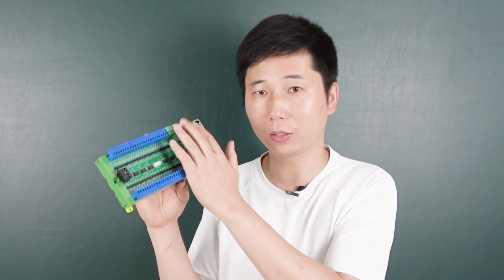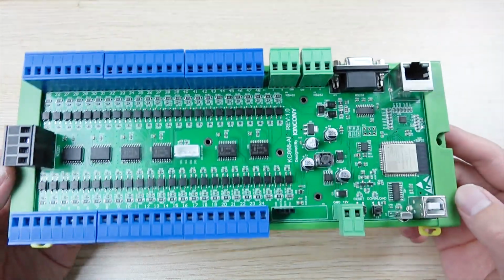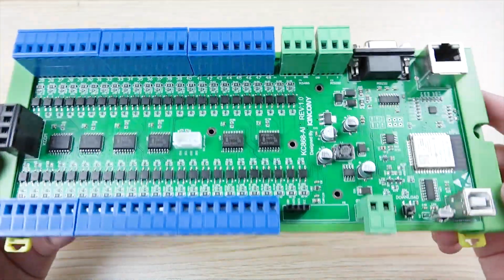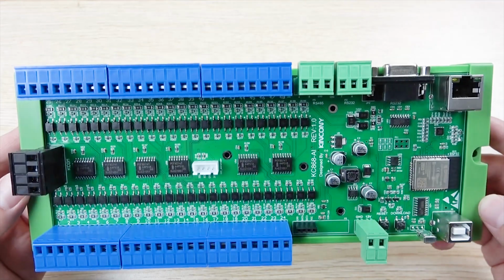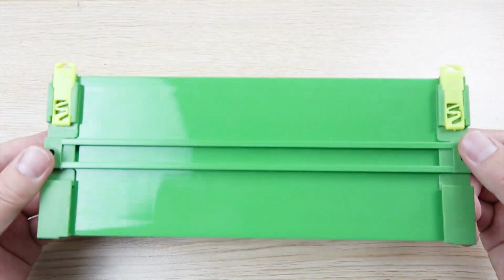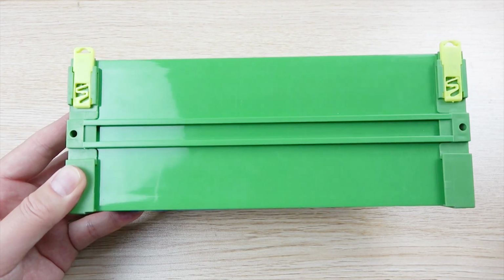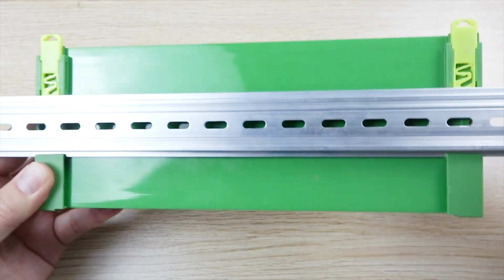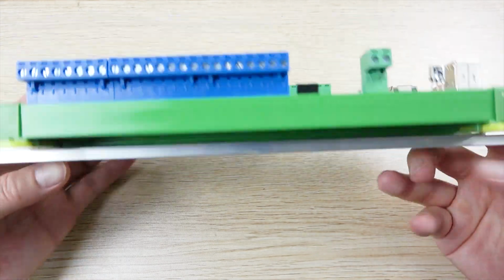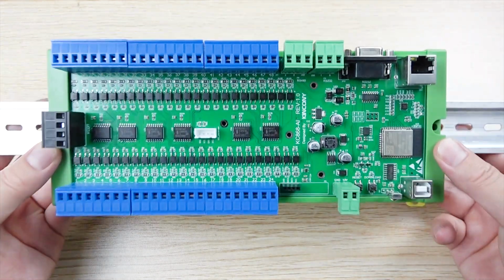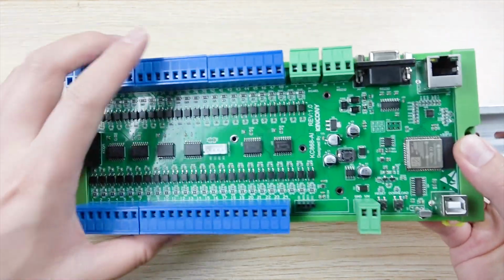And let's look at the hardware details. Okay, this is the AI board. This is the front of the PCB, and this is the back. It also supports installation on a DIN rail. You can see that it is very easy to install on the DIN rail, so that you can install this board in your power distribution box.